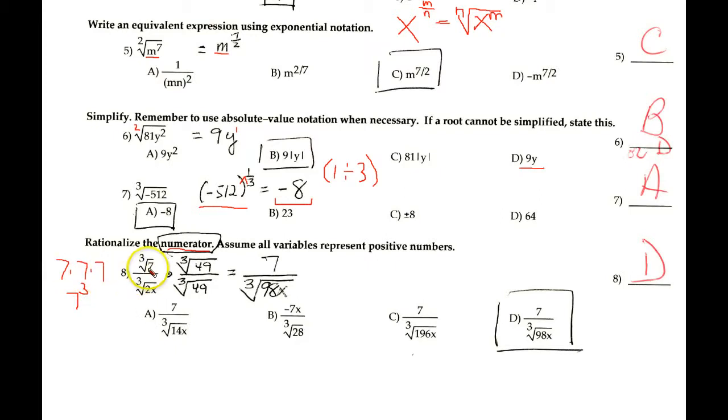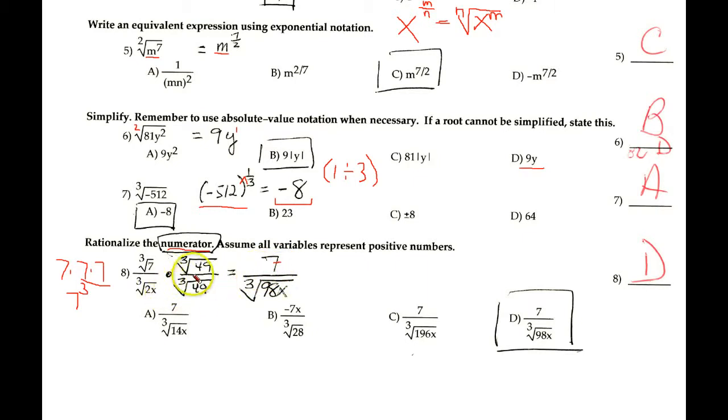Here we have one 7, so we have to multiply it by 49 to make it a perfect cube, whatever number that would be. It's 7 to the 3rd. And then when you take the 3rd root of that, it just becomes 7.